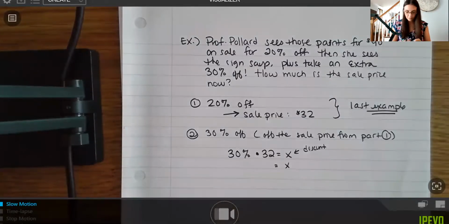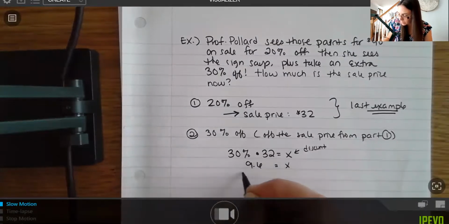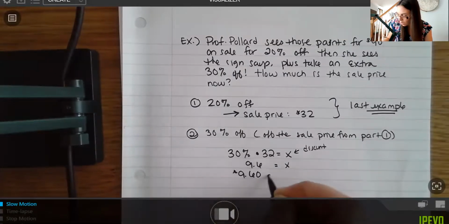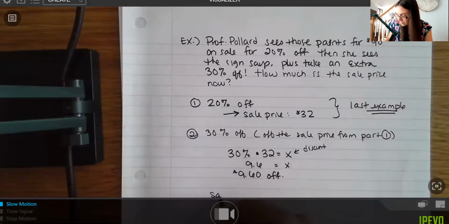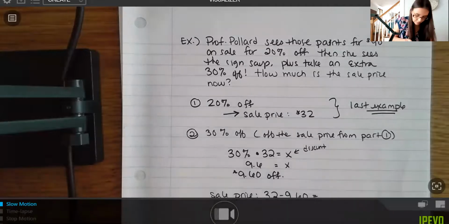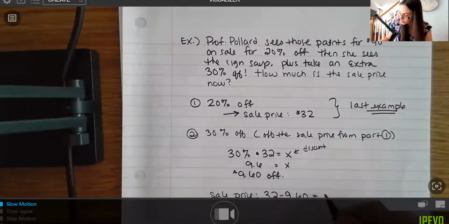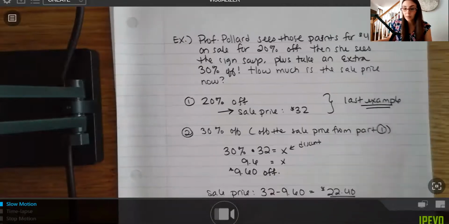So we get 9.6 here, so it's $9.60 off. So my final sale price would be the $32 minus the $9.60. So we're looking at $22.40 here for your final sale price.